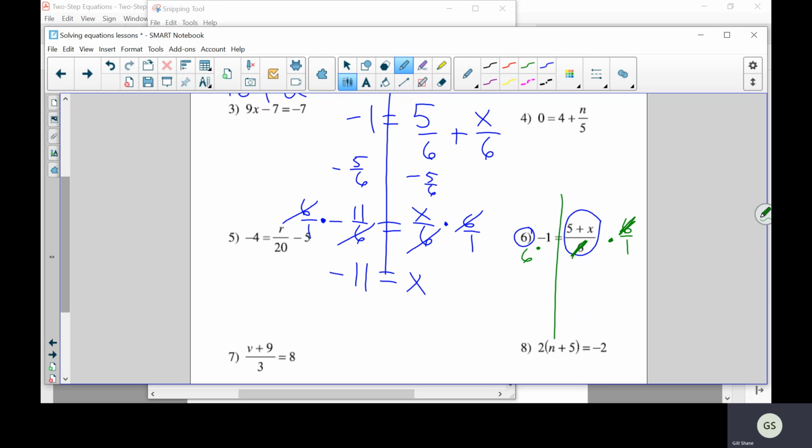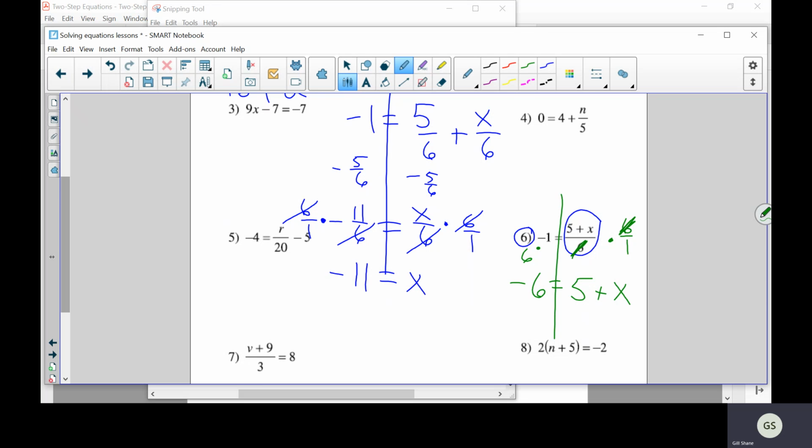6 times negative 1 would give me negative 6 equals 5 plus x. What do you do? Which one do you do? Which way? Whichever way you want.